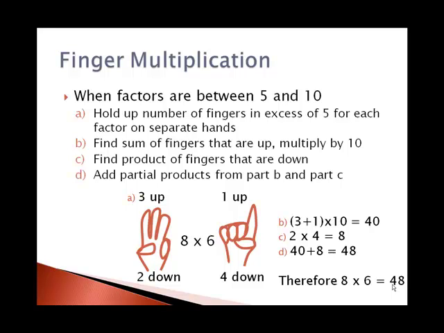Then we look at the fingers that are down. We have 2 down on one hand, 4 down on the other. Find the product of those down fingers. 2 times 4 is 8. And then we add the 40 from the up fingers to the 8 from the down fingers to get 48. So therefore 8 times 6 is 48.